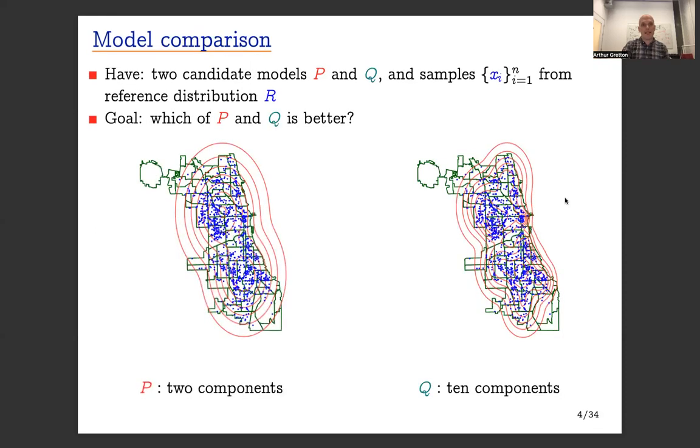So let's now say that we have two wrong models, but one might end up being more useful to us than another. Okay, so we have models P and Q. We have a reference sample x_i, i from 1 to n, from a distribution R. And the goal in this case is to determine which of model P or Q is the better one. So in this case, we've got a mixture of 2 components, a mixture of 10 components. One might suppose that the mixture of 10 components is the better of the 2, but we want to make this formal and to find a way of statistically verifying that one model is significantly better than another.